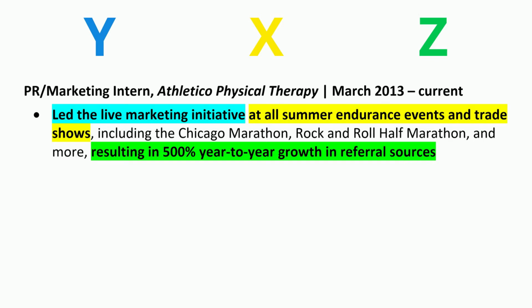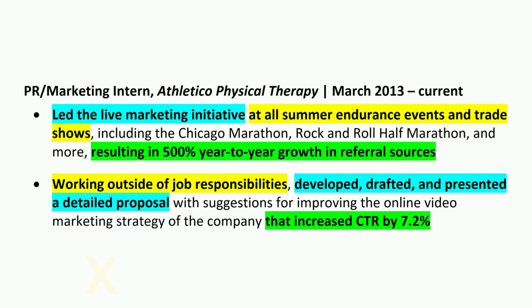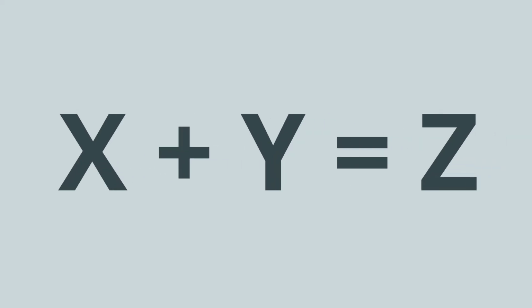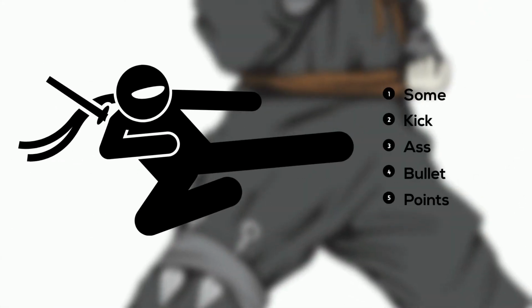And in the second example, the client is using the in situation X, I did Y, which led to Z format. As it shows on screen, working outside of job responsibilities, developed, drafted, and presented a detailed proposal with suggestions for improving the online video marketing strategy of the company that increased CTR by 7.2%. So, just remember to practice the X plus Y equals Z writing tip, and you'll be writing kick-ass bullets in no time.